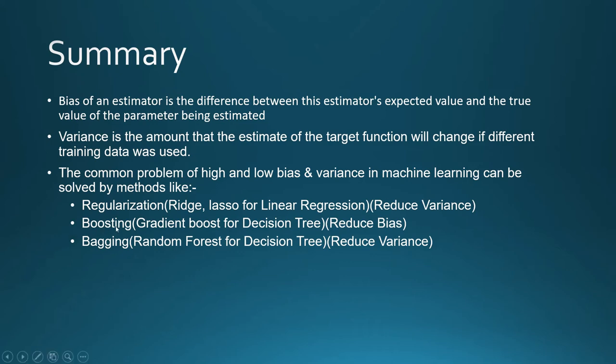Now boosting is something where we use small decision trees, which are not able to fit properly on the training data. But what we do is, based on the errors learned from the first model, we build the second model. Based on the errors learned from the second model, we build the third model. This way we build small decision trees with high bias, and by increasing the number of trees we try to reduce the bias.